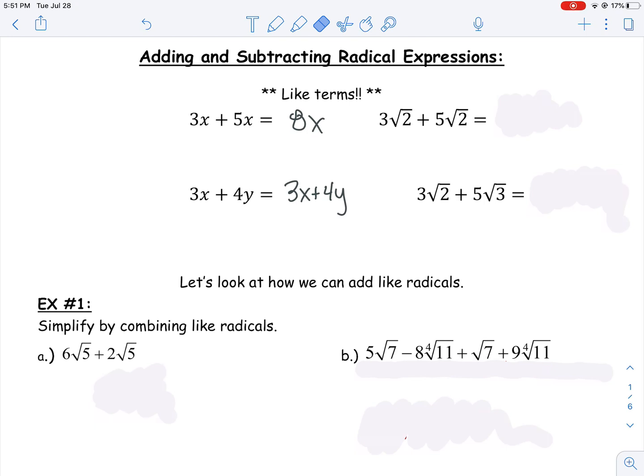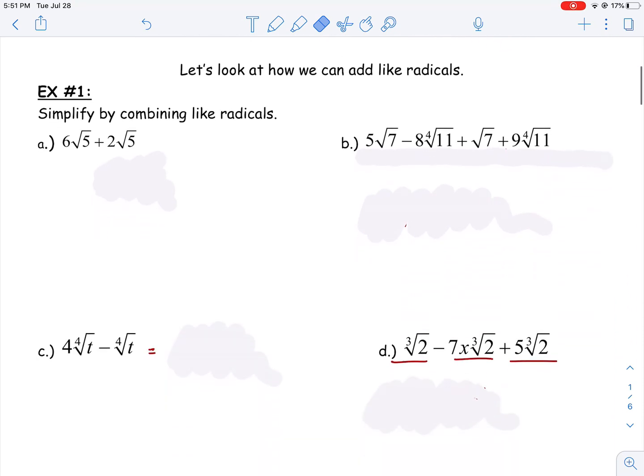Same idea with radicals. They have to be the same radical with the same radicand in order to be able to add or subtract them together. For example, if I have 3 rad 2's plus 5 rad 2's, I could really say that I just have 8 rad 2's. I can add their coefficients but keep the radical the same. But if I have 3 rad 2 plus 5 rad 3, because these radicands aren't the same, they're not like terms, that's kind of like having an x and a y, I wouldn't be able to add them together, I would just have to leave it as is. Let's practice some more of those.